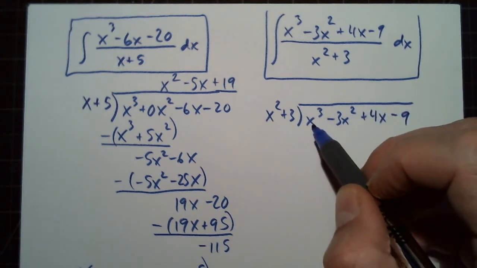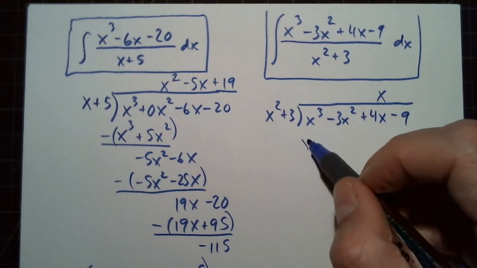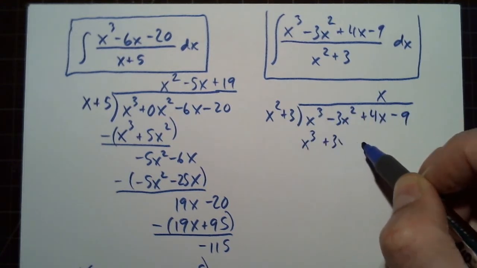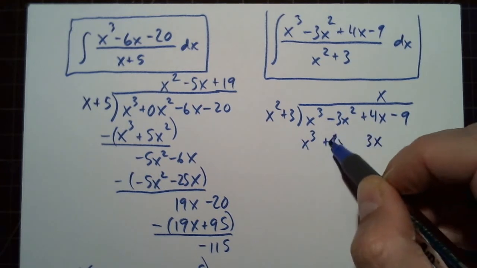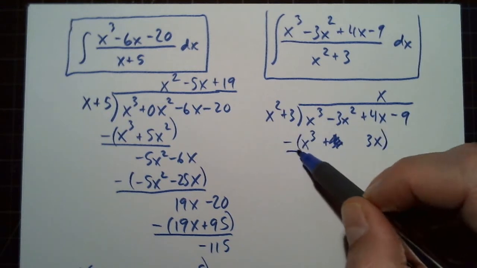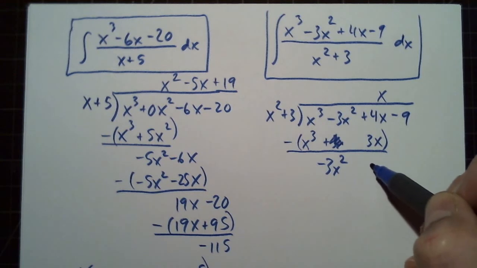And we need to get x cubed, so we'll multiply by x. X times x squared, x times 3. Put that over here. So x times 3 is 3x, and we'll subtract. Bring this down. Subtract.